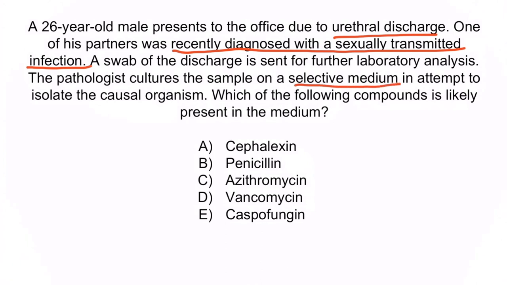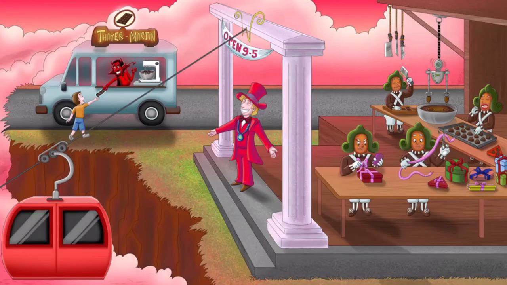The selective medium described in the question stem is suggestive of Thayer-Martin agar. And as we just discussed, Thayer-Martin agar contains vancomycin, nystatin, polymyxin, and trimethoprim. So the correct answer is D, vancomycin. From the image, recall that the van food truck over here should help you remember that vancomycin is present in Thayer-Martin agar.